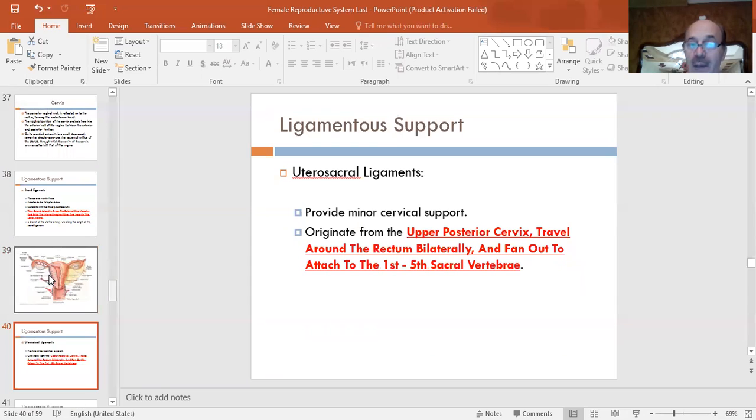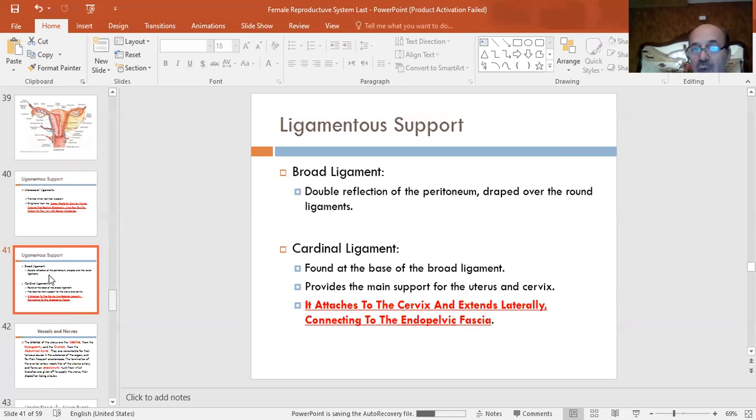the uterosacral ligaments. Now, this also provides cervical support. It originates from the posterior cervical part and goes around the rectum, and it is attached to the fourth and fifth sacral vertebrae. And that is why, during labor pain, most of the pain in the female is referred to the lower back, due to this attachment and the passage of the nerves inside.